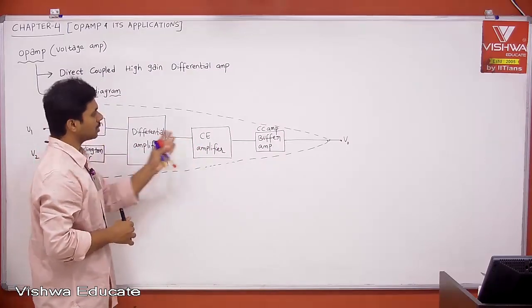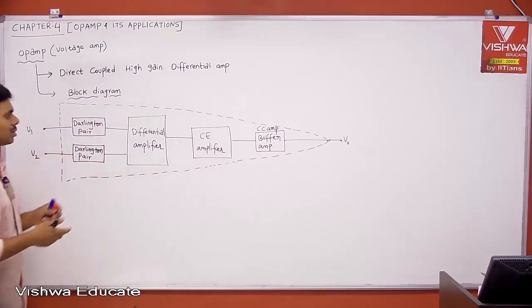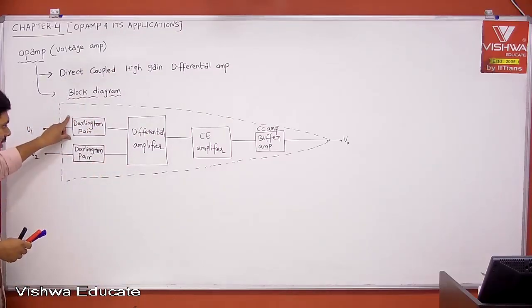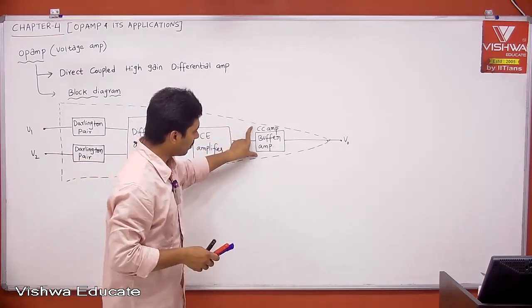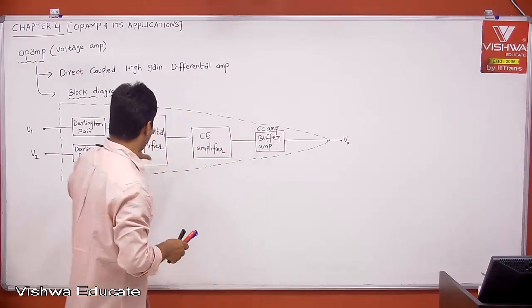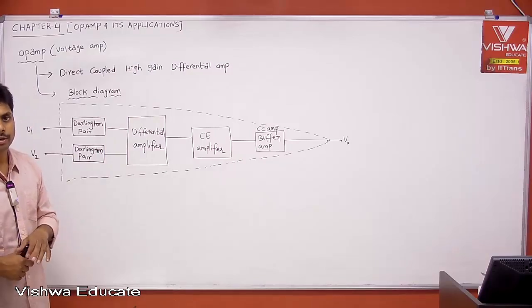Differential amplifier is also a CE amplifier, but I will explain the speciality of the differential amplifier. Then I think it is already done. We had seen already what is the Darlington pair. We had seen already what is the CE amplifier. We had seen already what is the buffer amplifier or CC amplifier. Only the block which we did not see is nothing but the differential amplifier. Therefore, let me explain. Okay.